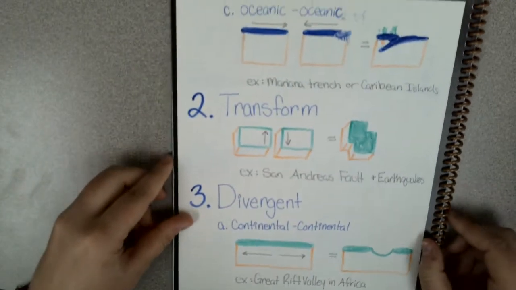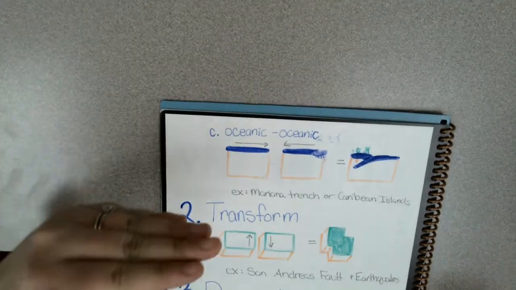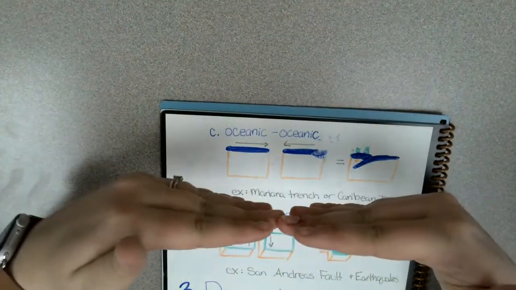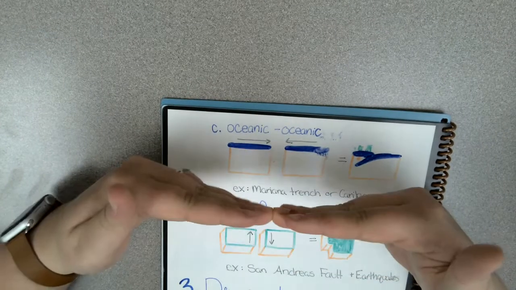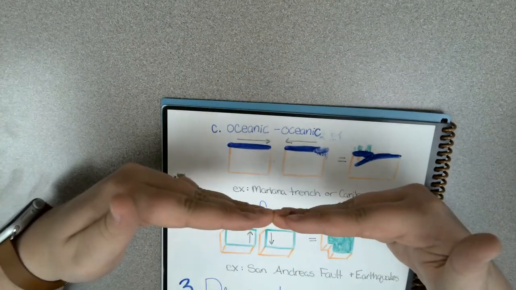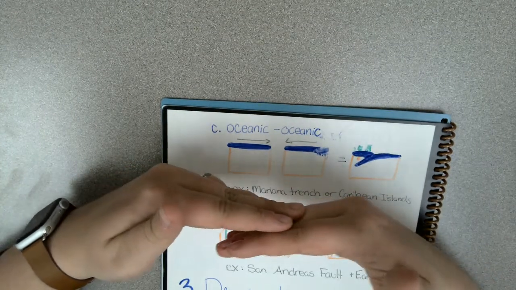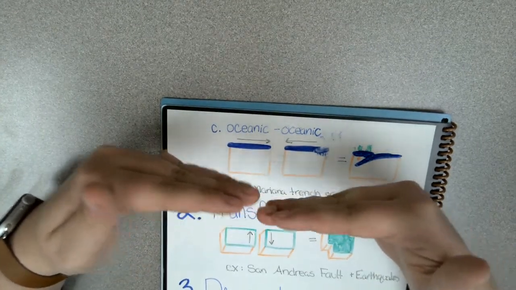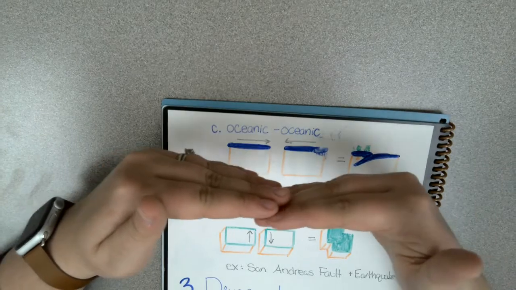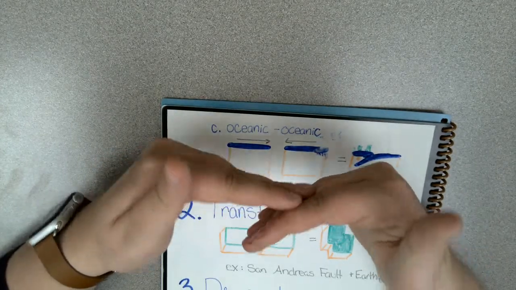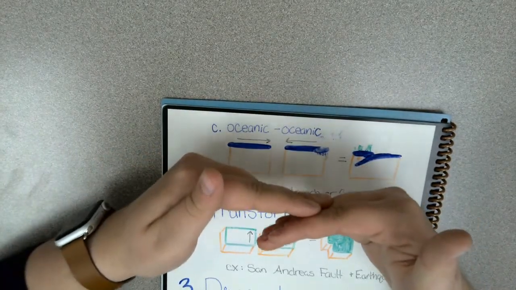All right, next up in convergence, we have an ocean and an ocean coming together. Now, even though they both have the same densities and they're both around the same size, one ocean is going to have to slide under the other one because there's just not enough room. So one ocean slides under the other ocean and we have subduction happening, okay?